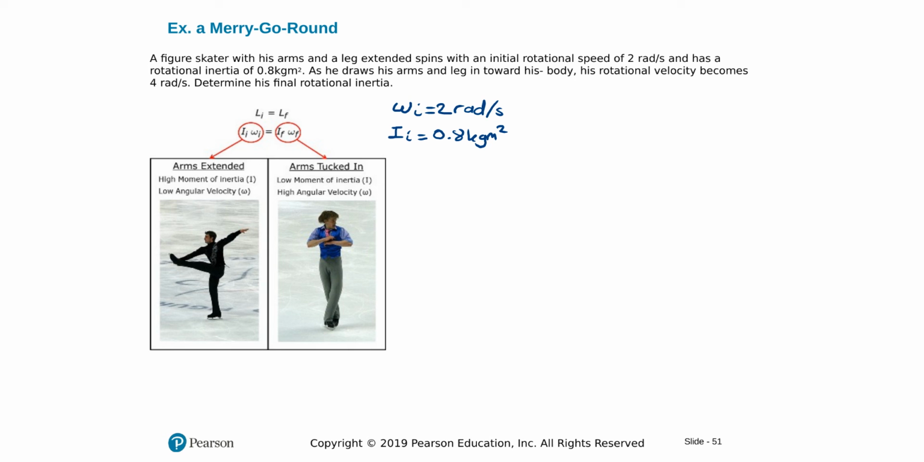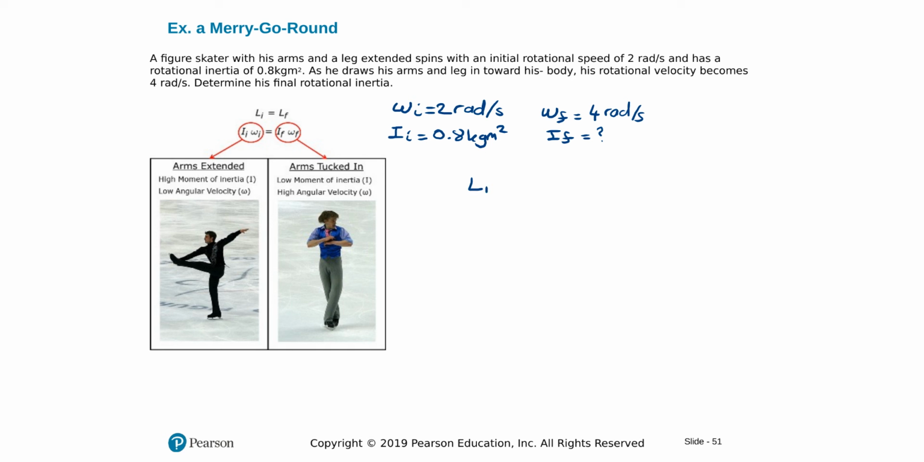As he draws his arms and legs in towards his body, his rotational velocity becomes 4 rad per second. So he's changed now. He draws his arms in, and the rotational speed or angular speed changes to 4 rad per second. That's the unit for angular speed. What is the final rotational inertia? Determine his final rotational inertia or moment of inertia. That's a very simple question and you must not miss it.